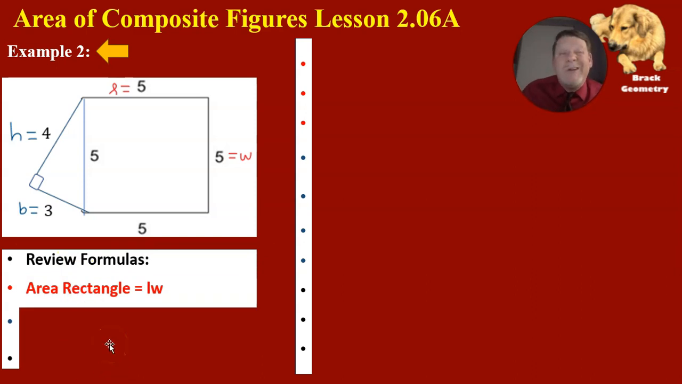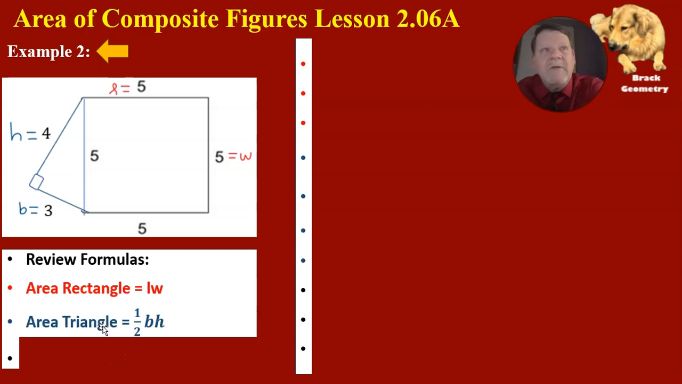Now, a square is a rectangle, length times width, so it's going to be 5 times 5. The triangle is going to be 1/2 the base times the height. So the base is going to be 3. Remember, the base and the height always meet at a right angle. That's what that little square means right here. It's a right angle. So we got our base of 3, height of 4, and you just plug it in.